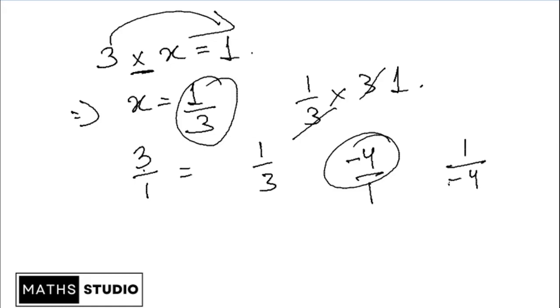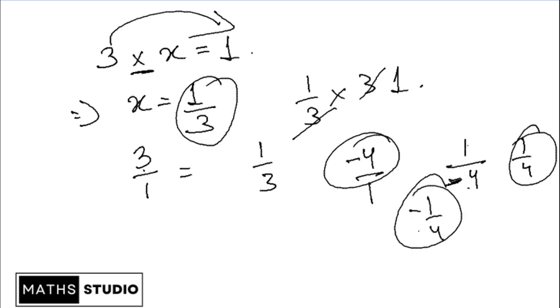In case of multiplicative inverse, the sign doesn't mean that it will become 1 by 4. It will be 1 by minus 4, or minus 1 by 4. So minus 1 by 4 is the multiplicative inverse of minus 4. Only when we are doing additive inverse does the sign change. When we do multiplicative inverse, the numerator and denominator change and the sign does not change.